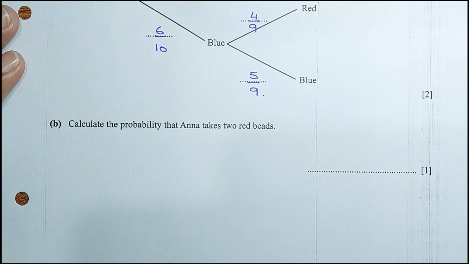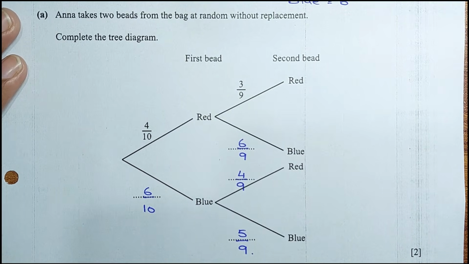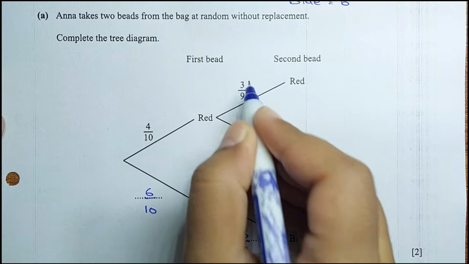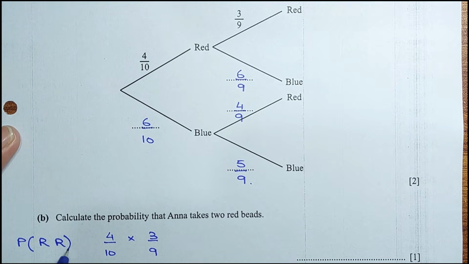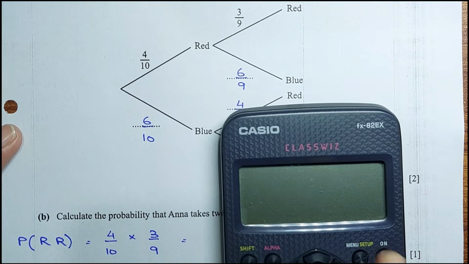Now for part B, calculate the probability that Anna has 2 red beads, red and red. So the first red is 4 by 10 and the second red is 3 by 9. So the red bead and the red bead. So the probability of red. Okay, so this is 4 by 10 times 3 by 9.